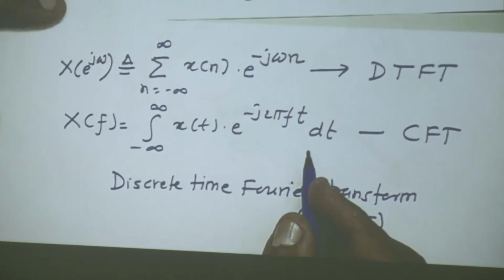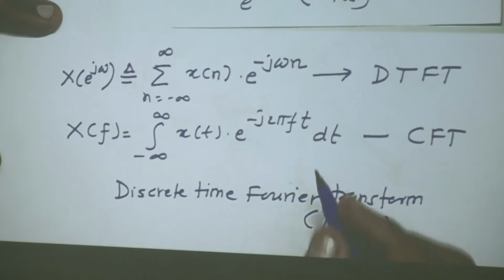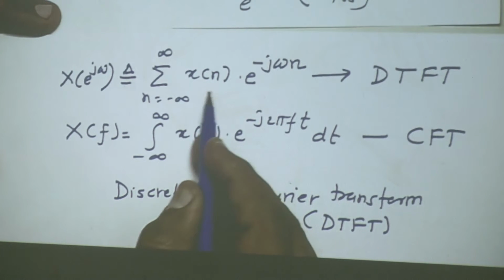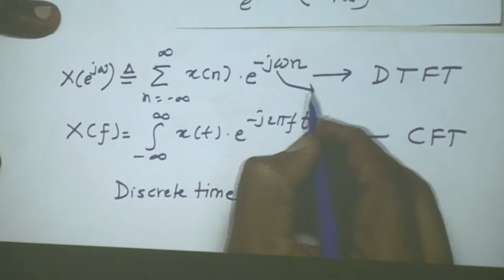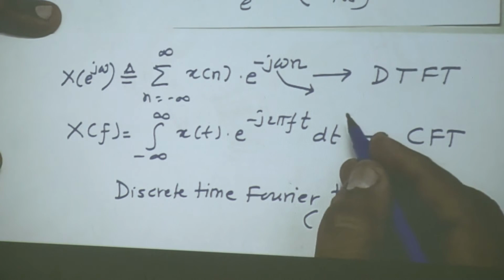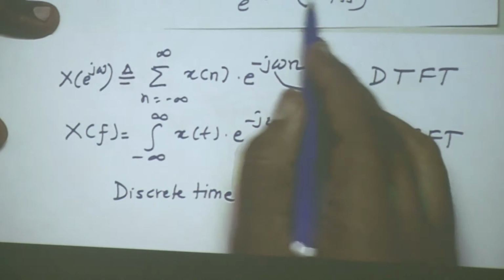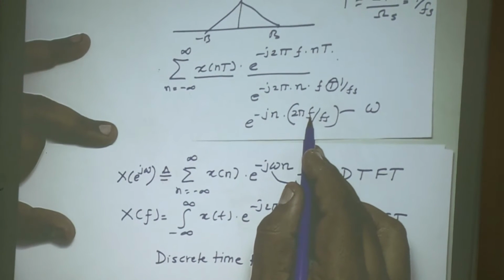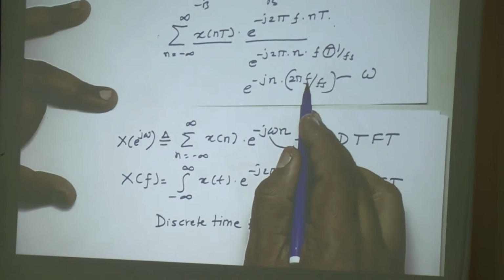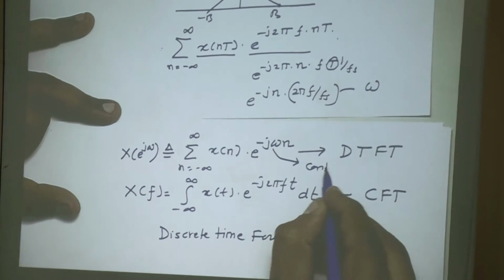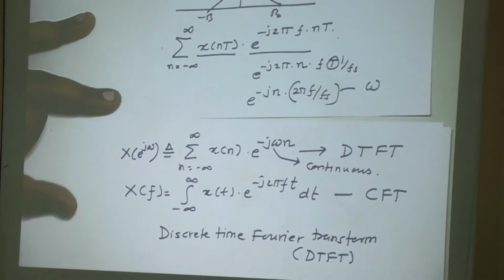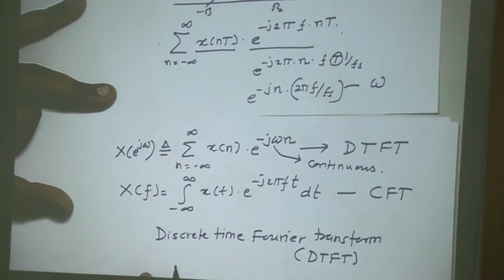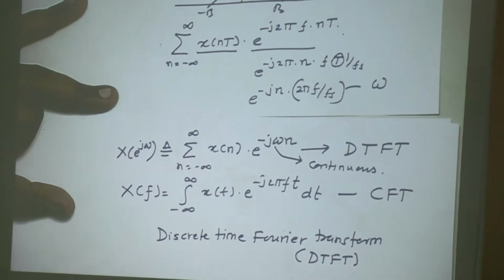Tell me, after comparison, x has become discrete time. Xn, small xn is a discrete time signal. What is this omega? Omega is still continuous because f is continuous. 2 pi by fs is a constant. F is a continuous variable. Because f is a continuous variable, omega also is a continuous variable. So the Fourier transform of a discrete time sequence is represented by a continuous function of small omega.